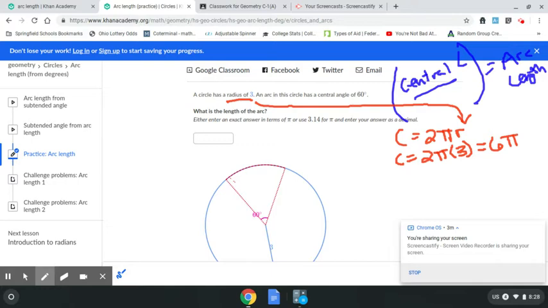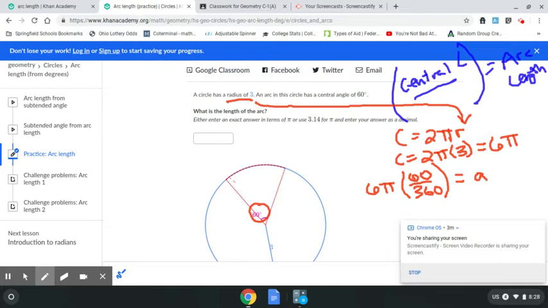So now we go back to our formula. We know it's the circumference, which is 6 pi, times the angle, which we know is 60. They gave that to us. Always over 360 equals the arc length, which in this case we don't know. That's what we're looking for. So now I just clean this up.